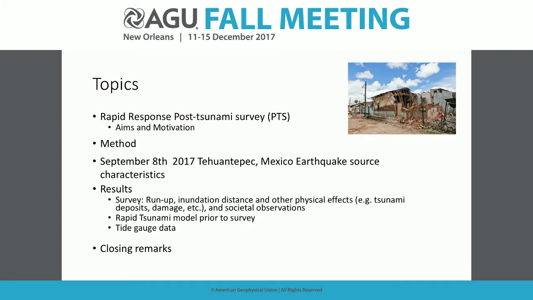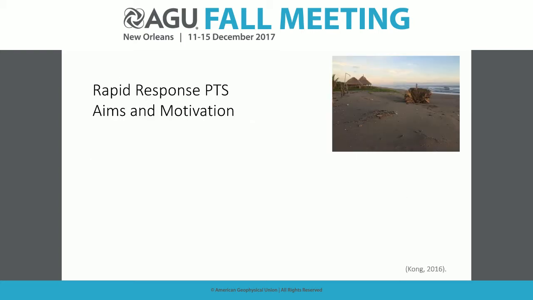So the topics: basically, I'm going to talk about the motivation for doing a post-tsunami survey in this area. Vala already introduced the main event nicely, but I'll just briefly summarize. Then I'm going to show you how we surveyed the tsunami, which data we used, and some closing remarks on the results that we found.